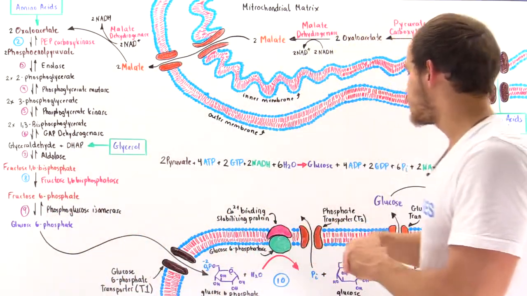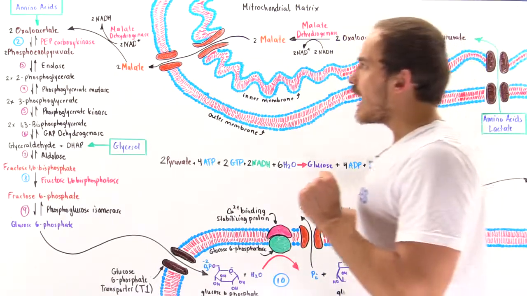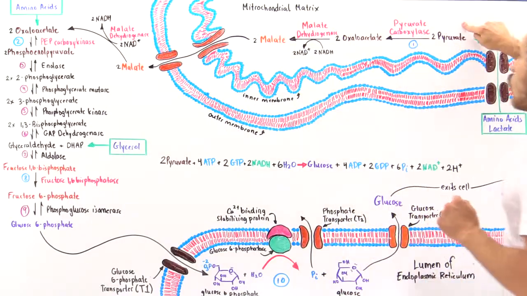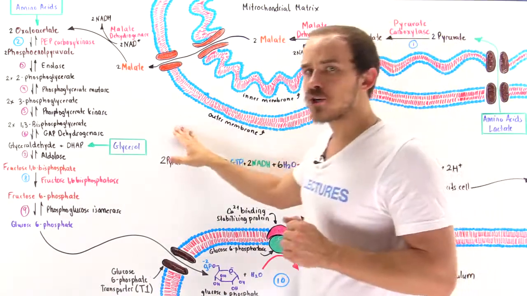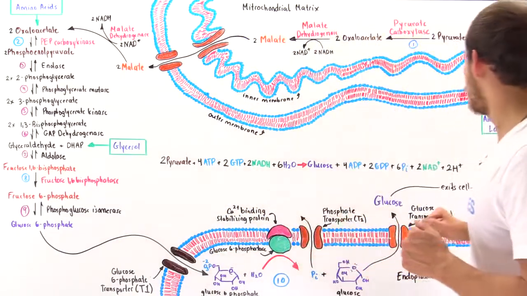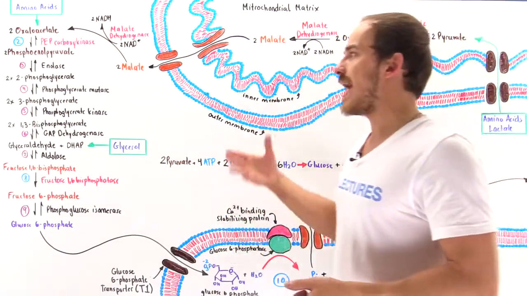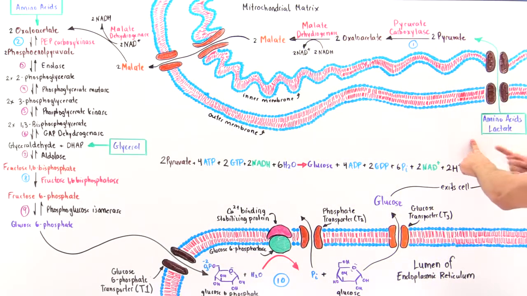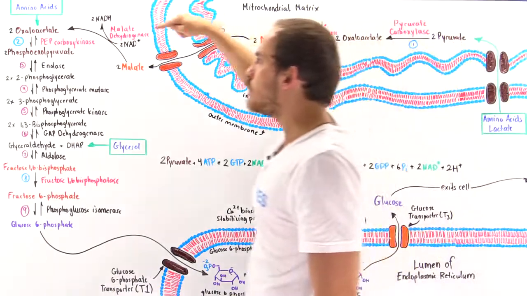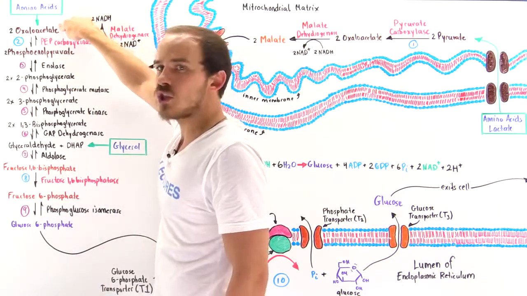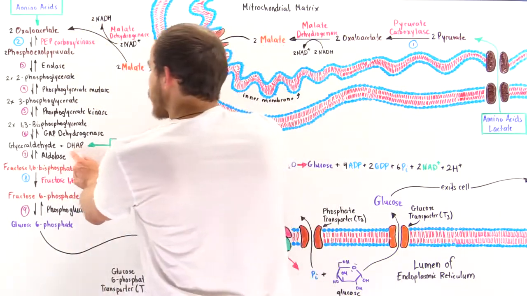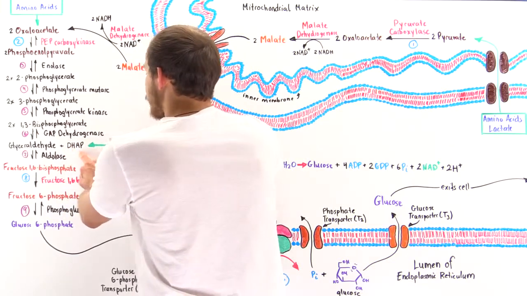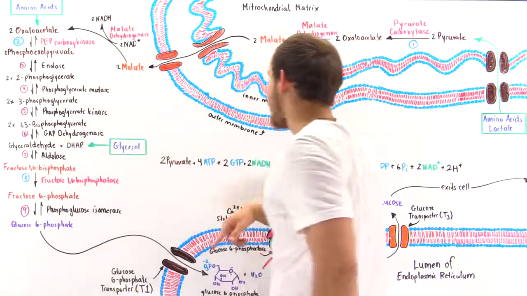By the way, pyruvate molecules are not the only types of non-carbohydrate precursor molecules that we can use to form glucose. We can actually use amino acids, glycerol, and lactate. Lactate and certain amino acids such as alanine can be transformed into pyruvate, and so these enter the gluconeogenic pathway via pyruvate. Other amino acids can be transformed into oxaloacetate, and glycerol molecules are transformed into dihydroxyacetone phosphate, and they enter this process via this stage here.